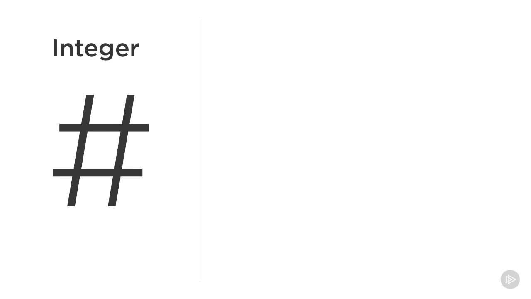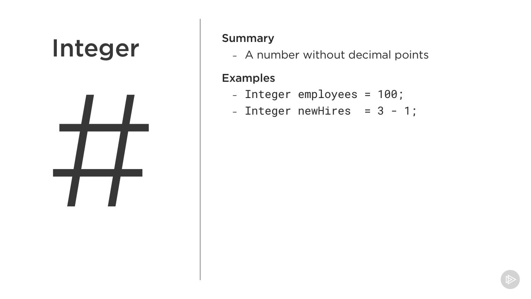Next up, we have our friend the integer data type, which stores numbers without any decimal places. You can create integer variables just like this. Notice in the second example that 3 minus 1 computes to 2, which is also an integer. So even though we're not explicitly setting this variable to an integer, the result of the statement is an integer, and that's good enough. Some tips.